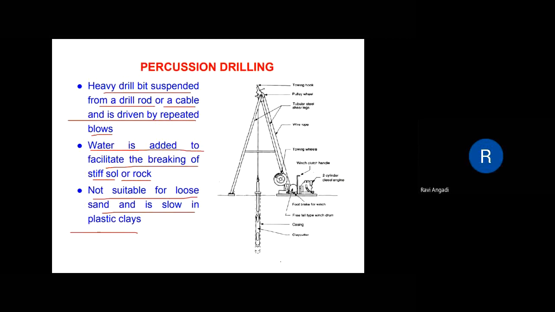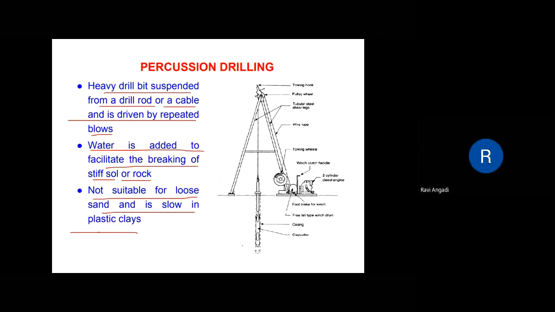Also it becomes very difficult to detect minor changes in the properties of the strata penetrated. Meaning if anything changes below, it is very difficult to identify. So these are some drawbacks of this percussion drilling method, and basically this method is used for rocks and boulders.